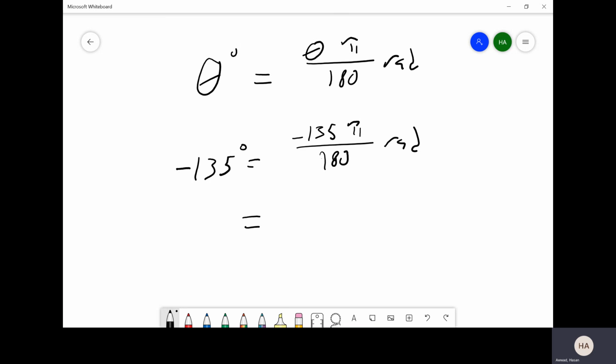We know that we can pull a 5 out of both of these terms, right? 180 is divisible by 5. 135 is very clearly divisible by 5. So we're going to pull a 5 out of both. So pulling a 5 out, what does that leave us with?